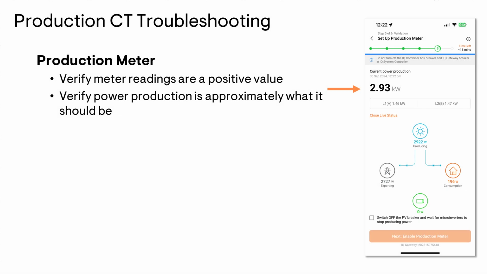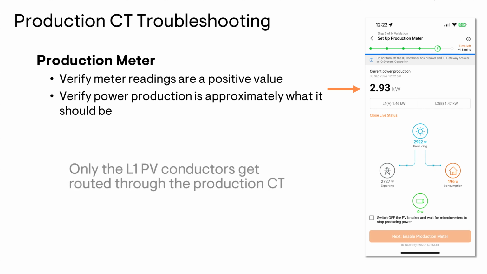With the PV breakers on, start by verifying that the current power production and the L1 readings are a positive value. You should also make sure that the value displayed makes sense. For example, if you've installed a 3 kilowatt system and it's a bright sunny day, you should expect to see roughly 3 kilowatts of power being displayed. That is, if all of the PV L1 conductors are routed correctly through the middle of that production CT.